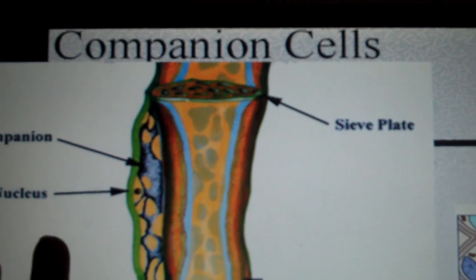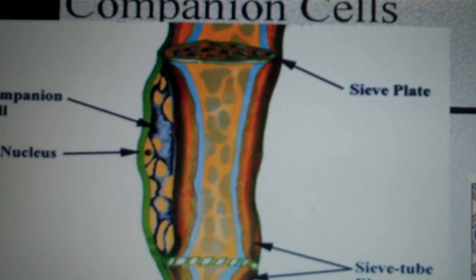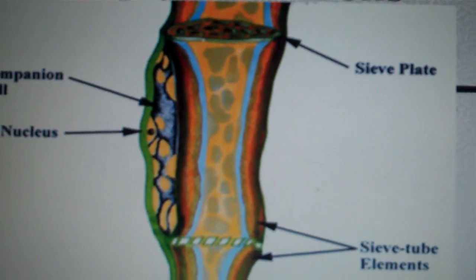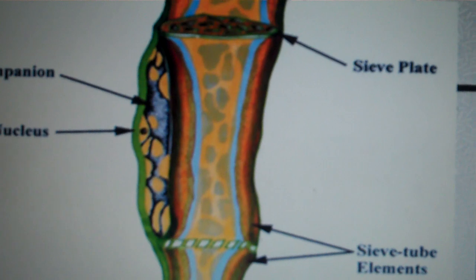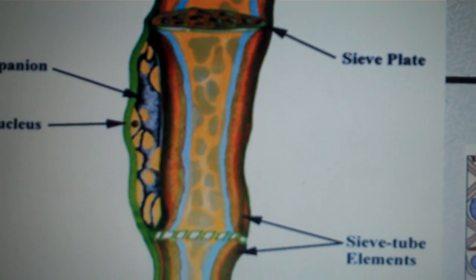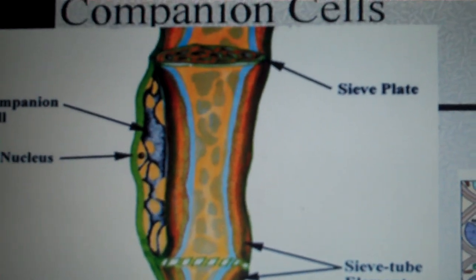Now, a sieve tube does have a sieve plate on the top and the bottom to help allow the transportation of the nutrients up and down the sieve tube. Now, the companion cell is connected to the sieve tube by plasmodesmata.